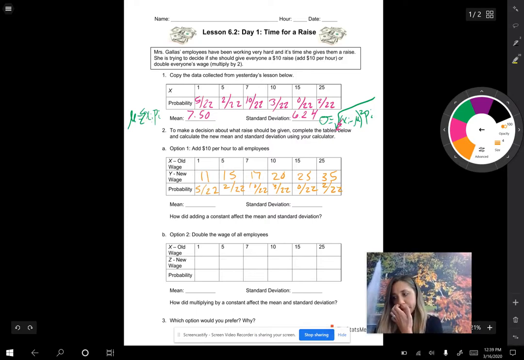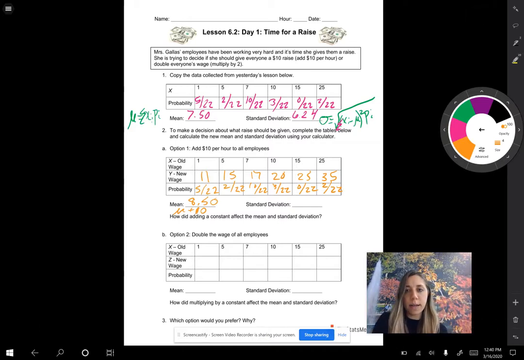So if we were to do some recalculating, you would see that you have the mean. So if I took 11 times 5 over 22 plus 15 times 2 over 22 plus 17 times 10 over 22 and so on, and added those all up, you would get 850 as your new mean. So that's essentially taking the old mean and just adding 10 to it.